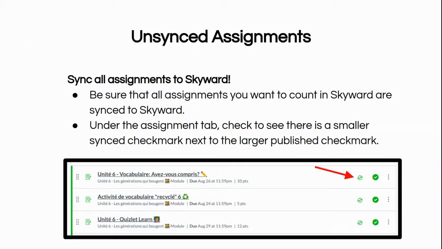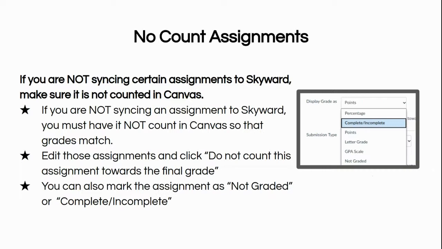Any unsynced assignment can cause an error in your gradebook. So when in doubt, go to assignments and check to make sure that all of your buttons are green, meaning they are checked synced to Skyward.